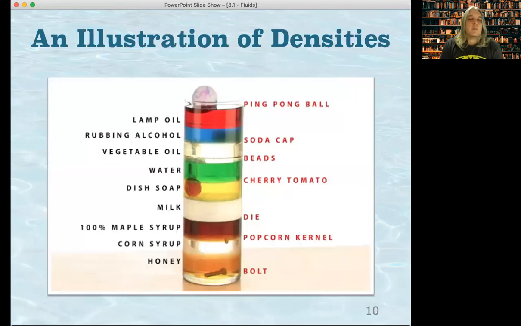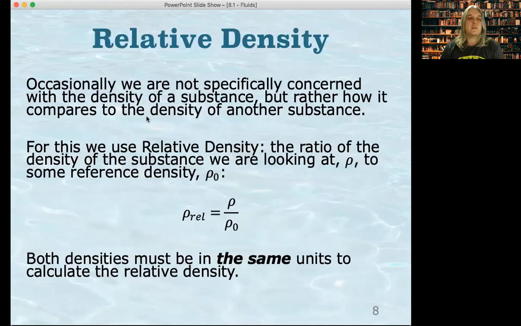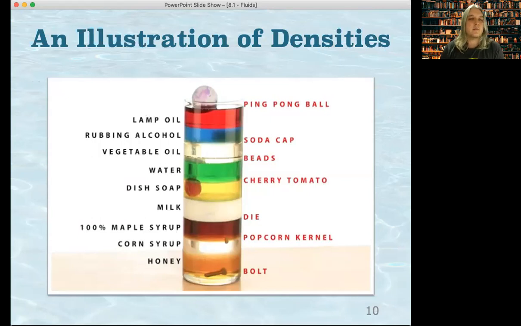This image is a common one that you'll see floating around the internet, or very similar variations of this, and I just shamefully stole it from the internet to put in here, and it just shows these different densities of different things. So honey is the most dense of the liquids, so the liquid names are on the left. Honey is more dense than corn syrup, which is more dense than maple syrup, so the denser one sits underneath the less dense one, and then so on up the liquids, with lamp oil at the top being the least dense. Sorry about that, sensitive mouse again.